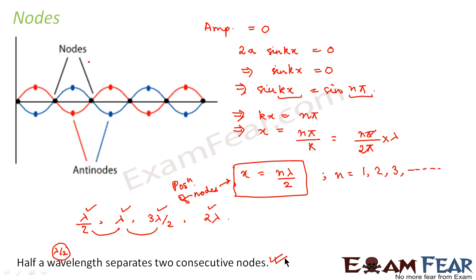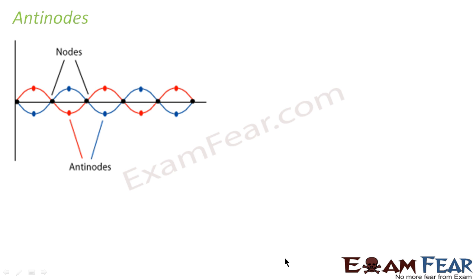So these are certain important points which you should make a note of, because as we go ahead, you should not get confused with all these small things which you go across. So now that we have spoken about nodes, it's time to concentrate on antinodes. What are antinodes? Where the amplitude is maximum, right? So we will proceed here also in a similar way.